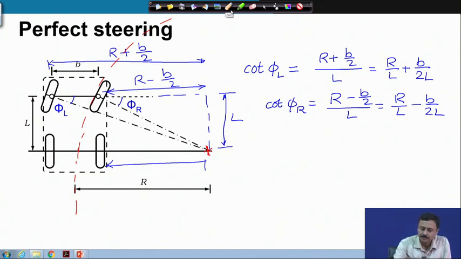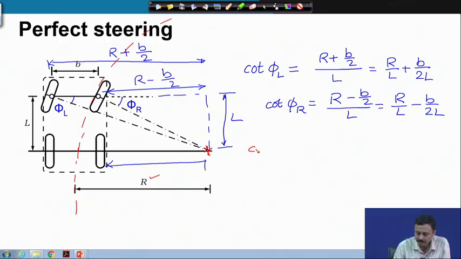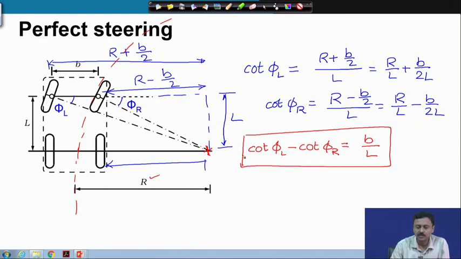Once I have this, r is something which has been introduced. I can eliminate r by subtracting the second equation from the first to get cotangent of phi L minus cotangent of phi r as b over L. This relates the angle phi L and phi r.